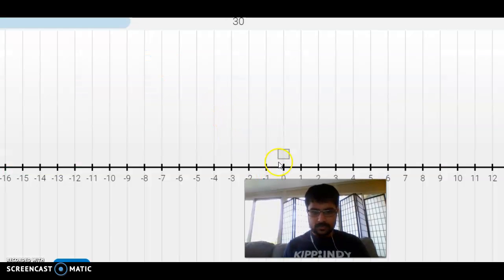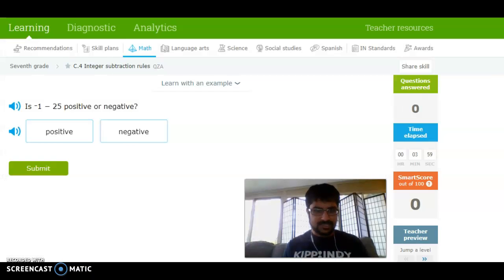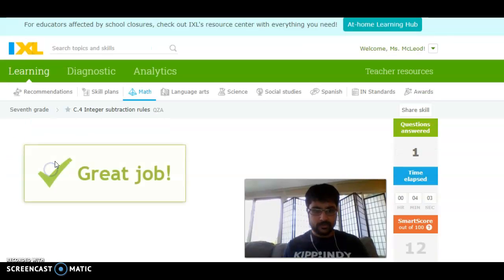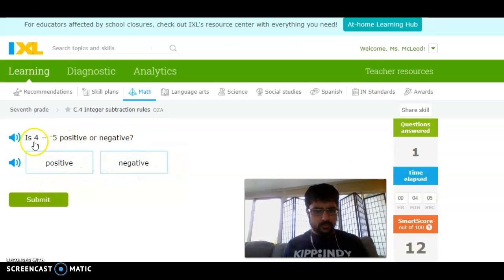So if I start at -1, which is right over here, and I'm moving to the left, subtracting 25, 1, 2, 3, 4, I don't really have to keep going all the way to 25 to realize that this is going to make me even more negative than I was when I started. So there's my answer.